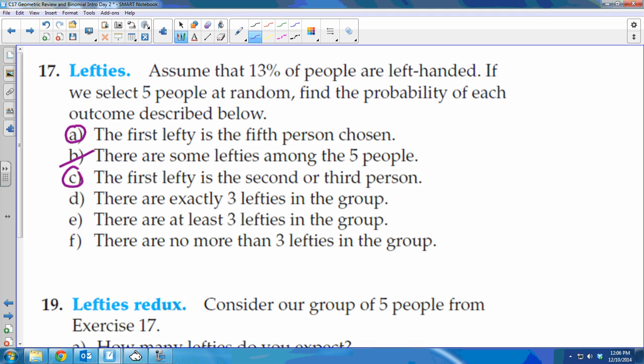On D, there are exactly 3 lefties in the group. Nothing is the first thing, so we can't. E, there are at least 3 lefties in the group. And F, there are no more than 3 lefties in the group. So geometric says specifically the first of something. So there's like one of them. There aren't multiple. Okay?